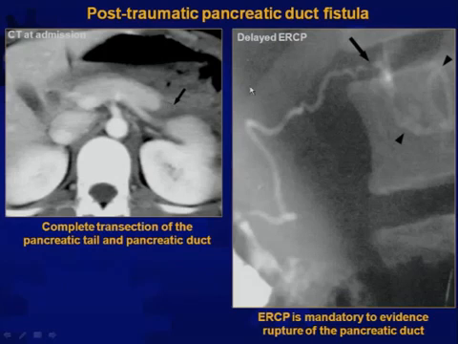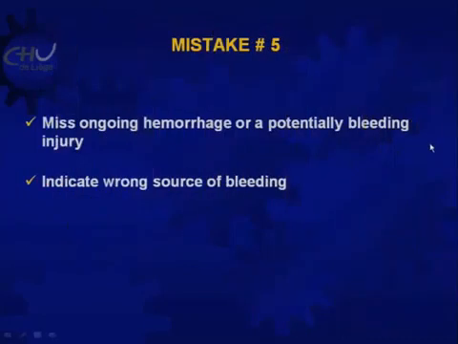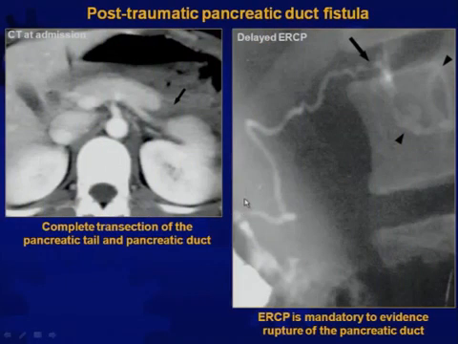Mistake number 5, we are coming to the end, is missing ongoing hemorrhage or a potentially bleeding injury, or indicating the wrong source of the bleeding. You have to recognize ongoing bleeding. How do you recognize ongoing bleeding?